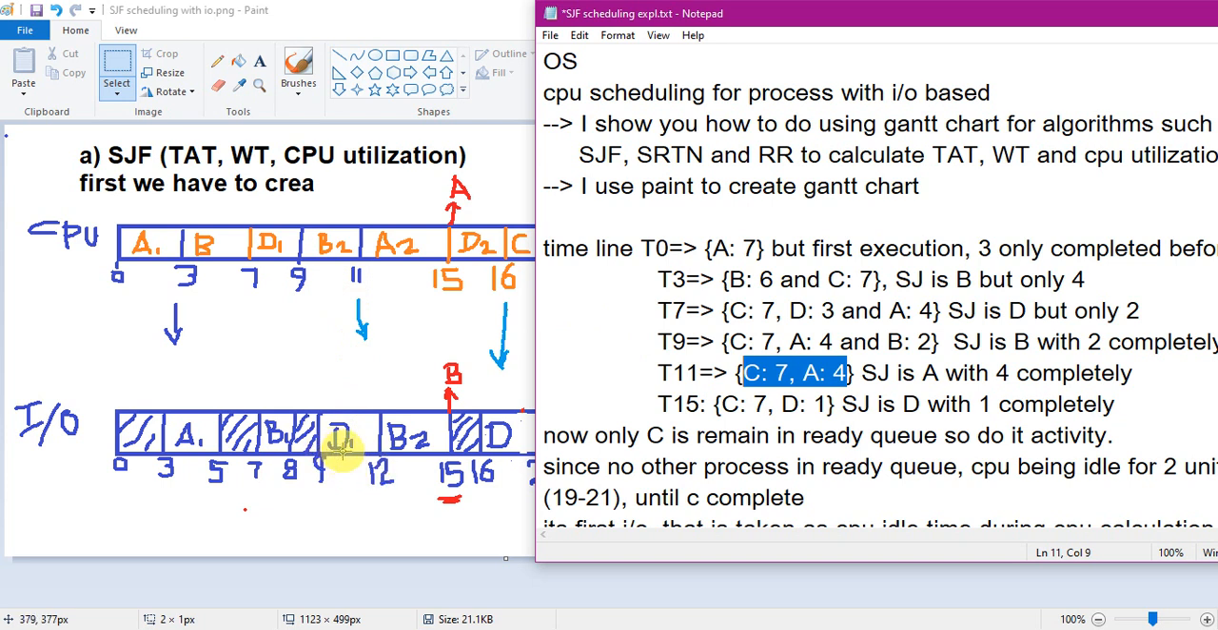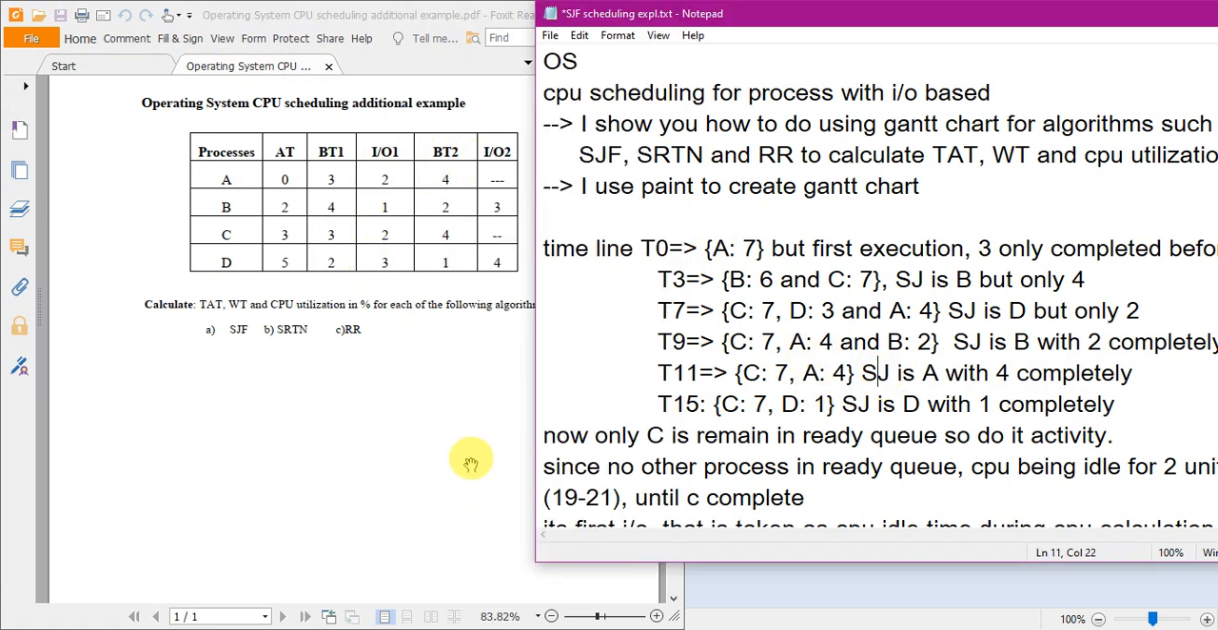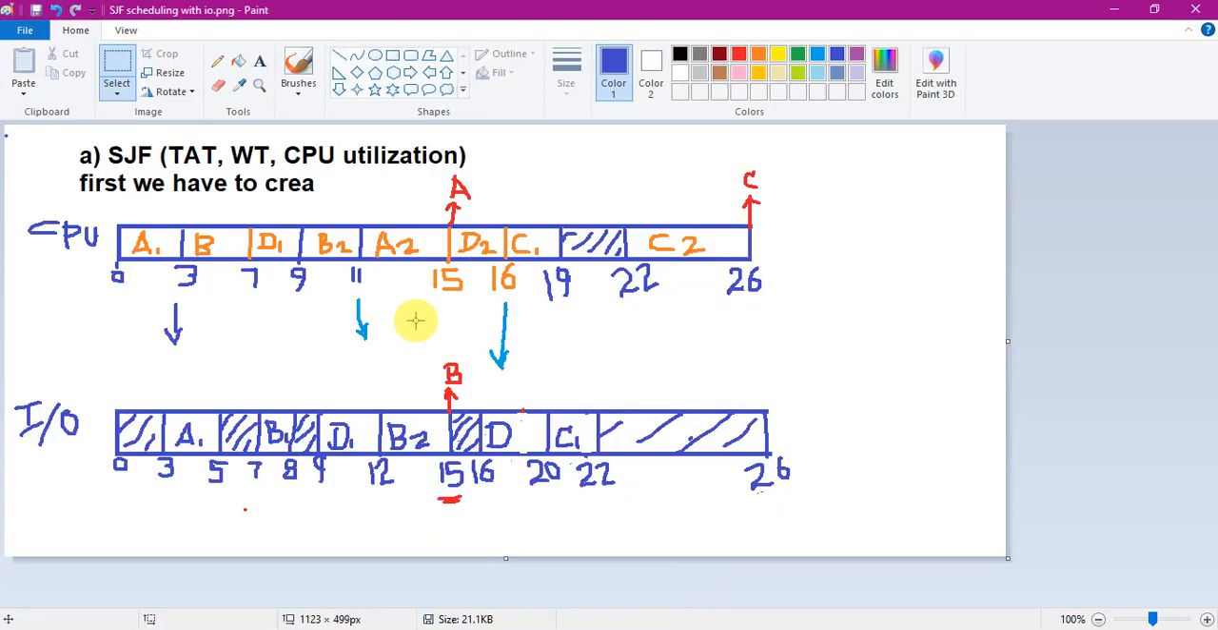D has not arrived yet at 11. So comparing C and A, A is smaller than C, so A is completely executed in its second burst, with no IO request also. So A takes 4 units, adding 4 to 11 gives 15, so we can remove it from the system as it has already left.